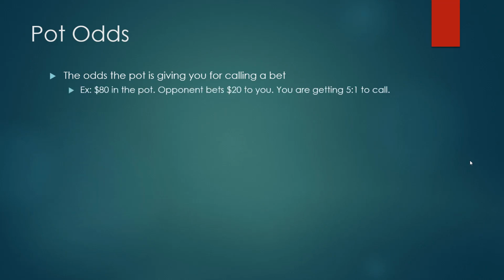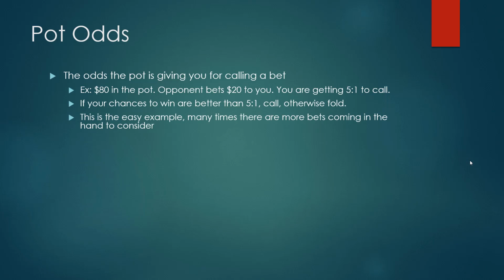So pot odds. This is the odds that the pot is giving you for calling a bet. Example, there's $80 in the pot, and the opponent, James, bets $20 to me. You're getting 5-1 to call. There's now $100 in the pot, and I would have to call 20 in order to get it. So if my chances are better to win than 5-1, just like we talked about, I should call. This is the easy example.